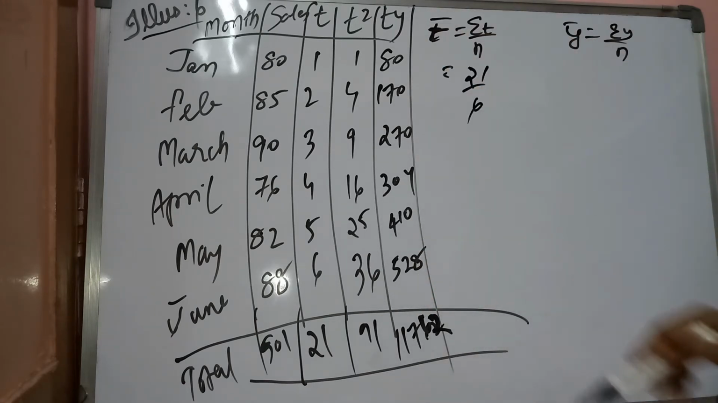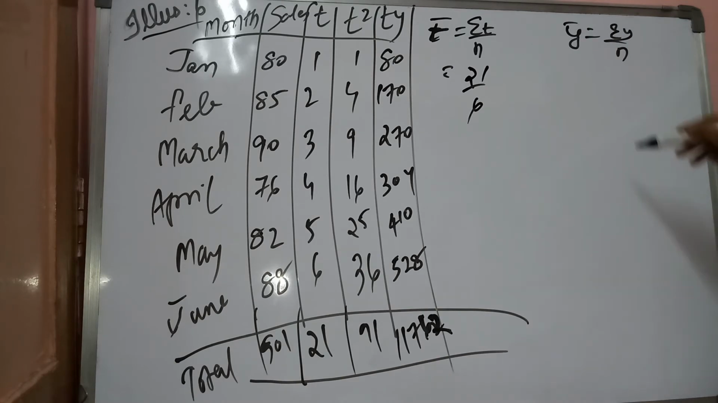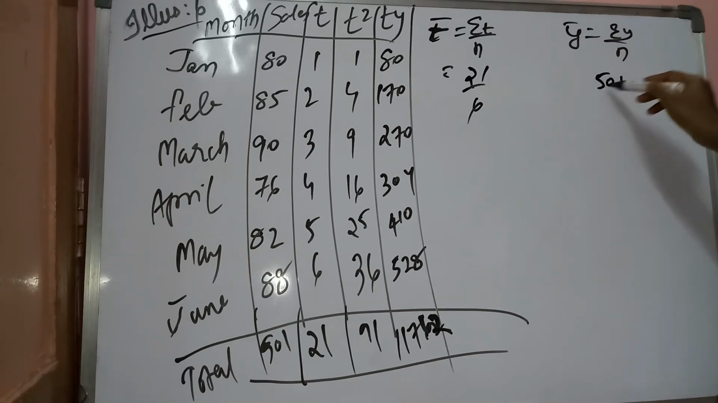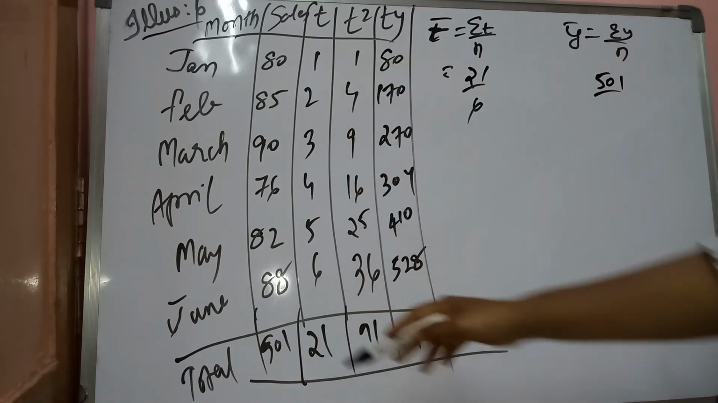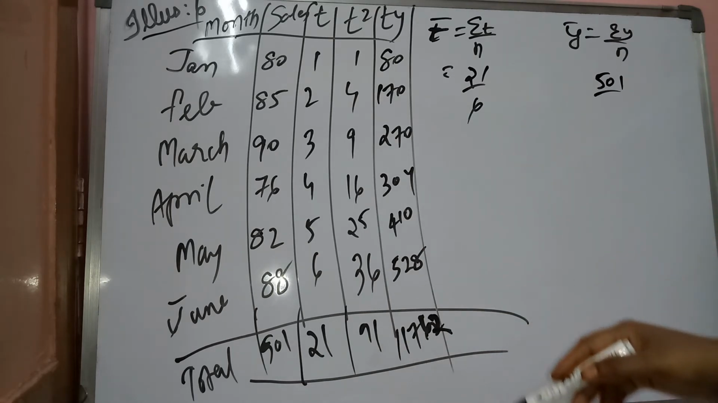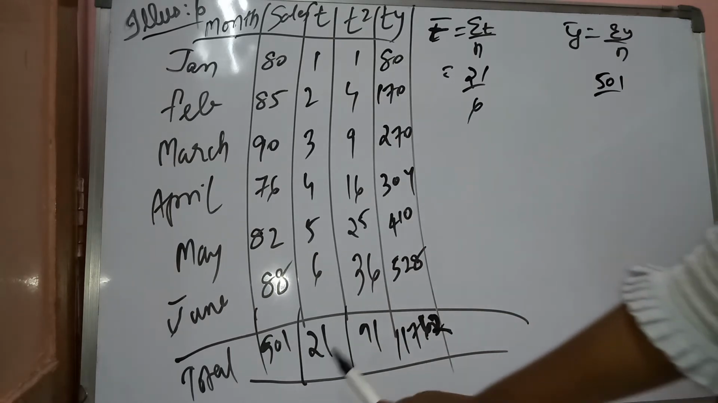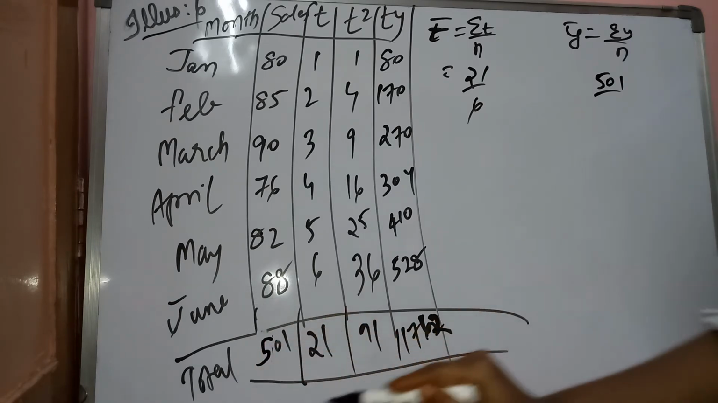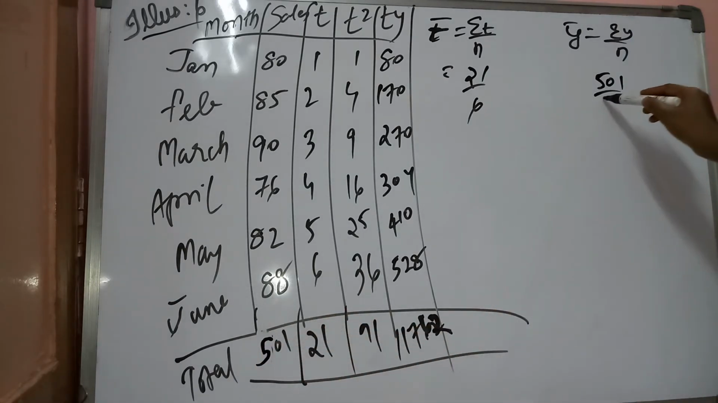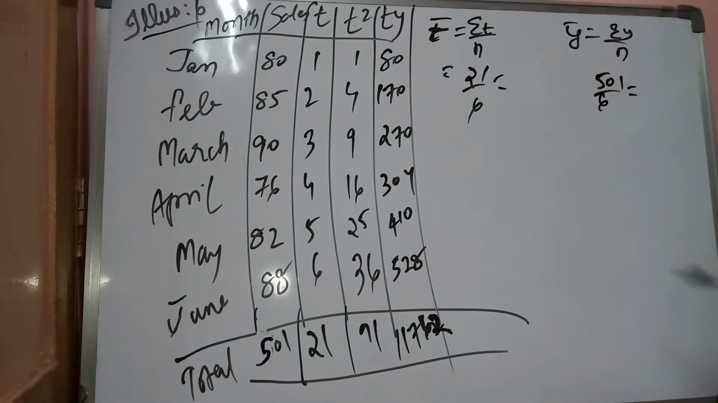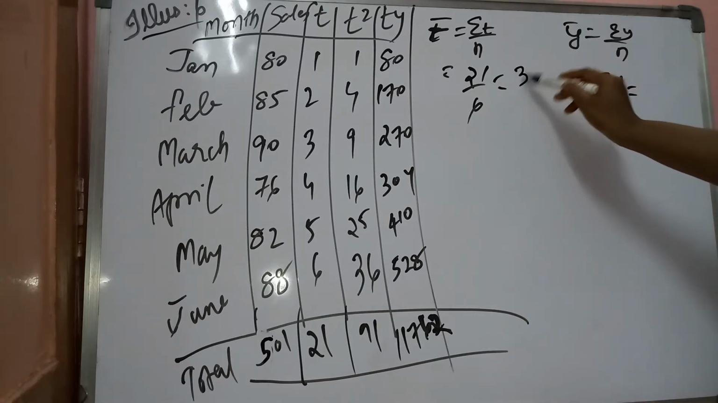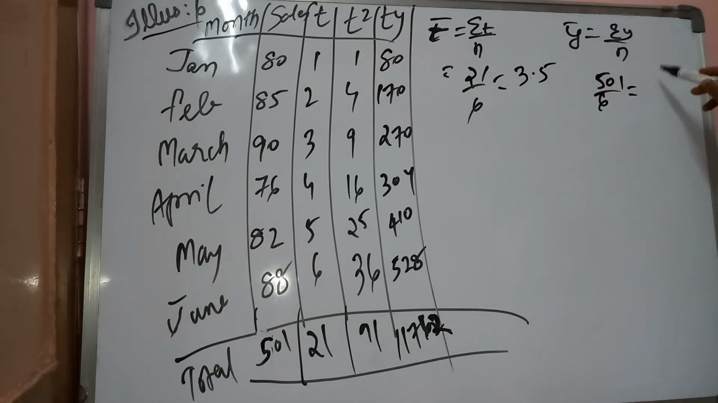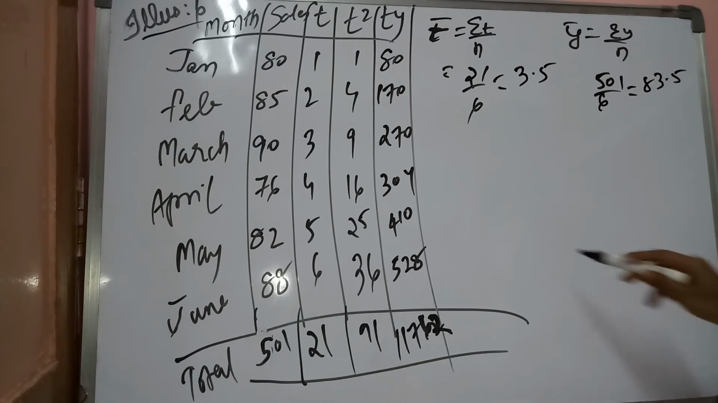21 by 6. Like this. And Y bar is 501, right? 501 sigma Y, that is this column. So it is 501, right? Is it clear to you? Okay, 501 divided by 6. So you have to divide it. So 21 divided by 6 is 3.5. And dividing this we get 83.5. So these are your T bar and Y bar.